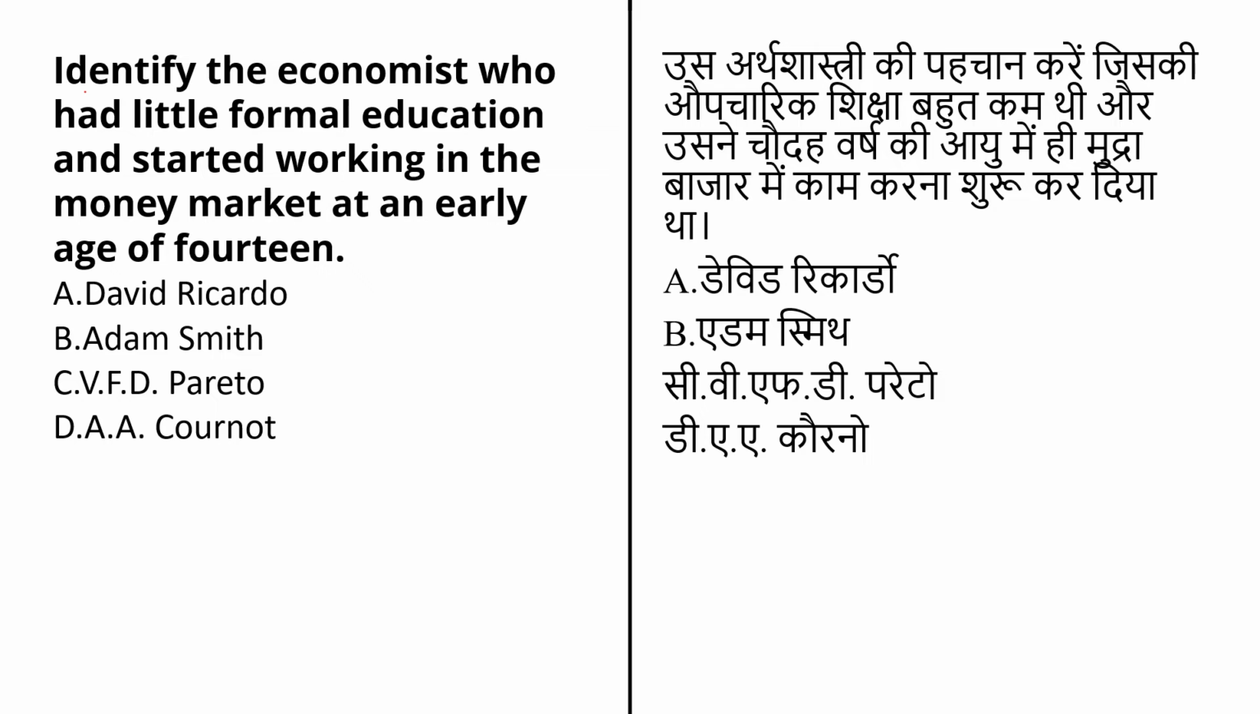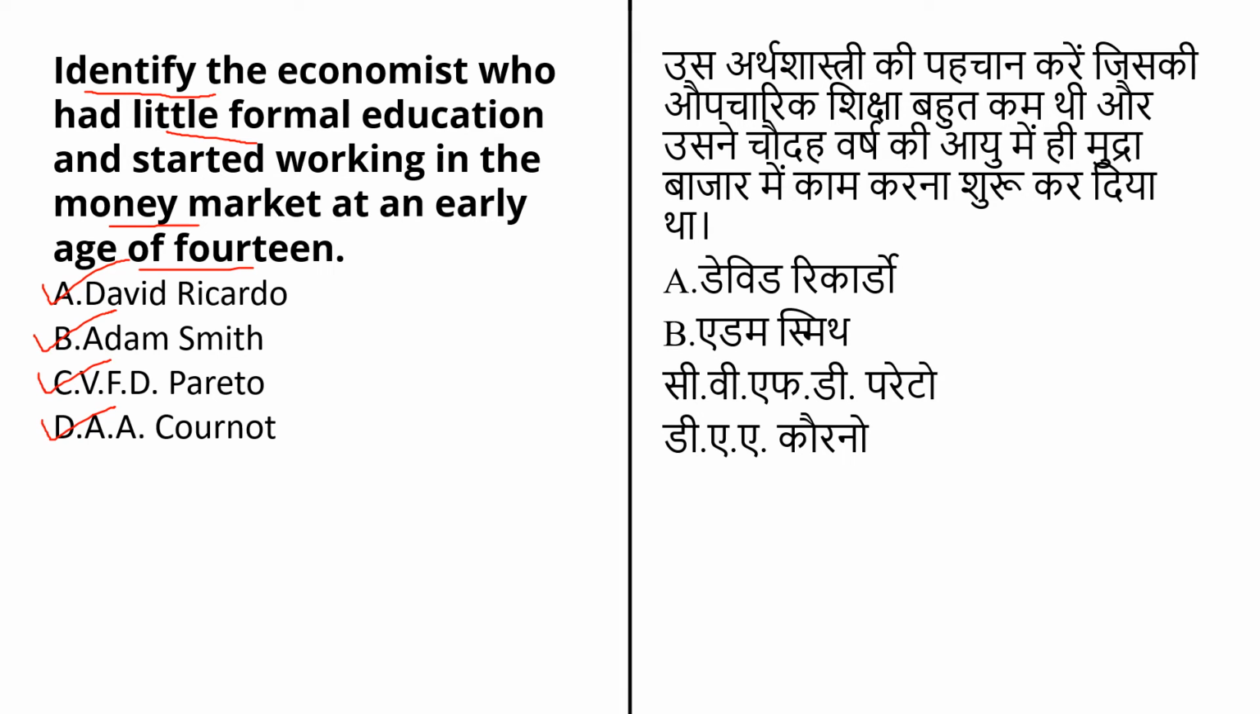The next question here is, identify the economist who had a little formal education and started working in the money market at the early age of 14. ऐसा कौन सा इकोनॉमिस्ट है जिसने थोड़ा फॉर्मल एजुकेशन लेके अर्ली एज में मनी मार्केट में काम करना शुरू कर दिया था. And the options given are David Ricardo, second option is Adam Smith, third option is V.F.D. Pareto, and last option is A. Conant.